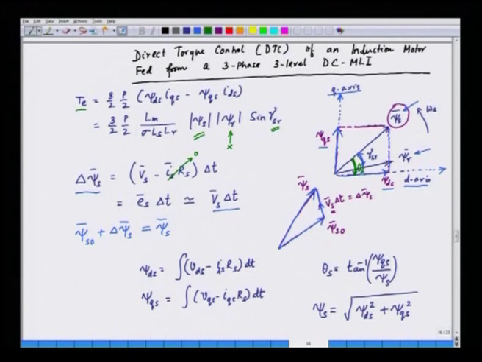This angle theta s is given as tan inverse of psi qs by psi ds, where psi qs is the q axis flux and psi ds is the d axis flux. The d and q axes are orthogonal, perpendicular to each other. So, if we take the tan inverse of psi qs by psi ds, we get theta s. The theta s will help us locate the flux in various sectors.